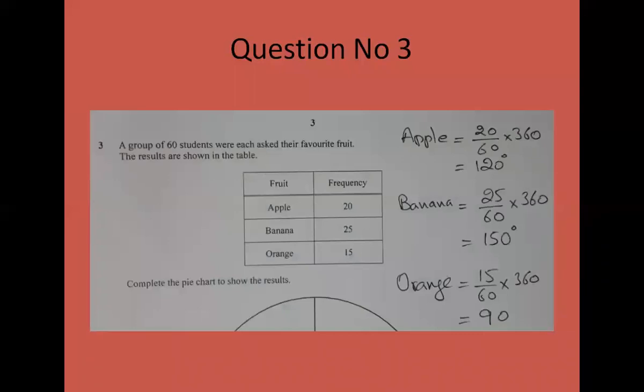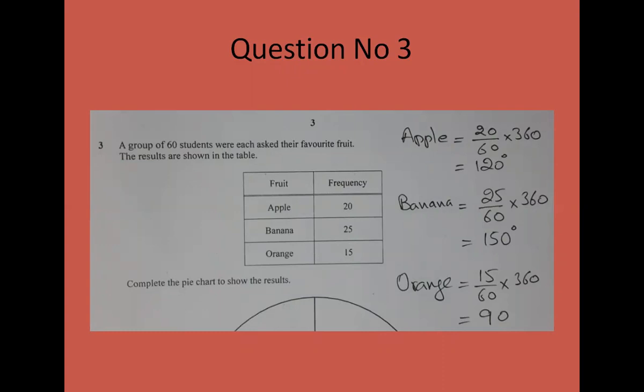Okay. So for apple, 20 people said they like apple. So 20 divided by 60, multiply 360. So that will be 120 degrees. So for the apple, the angle will be 120 degrees.